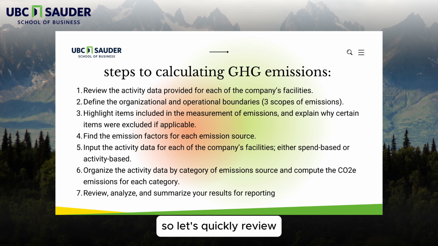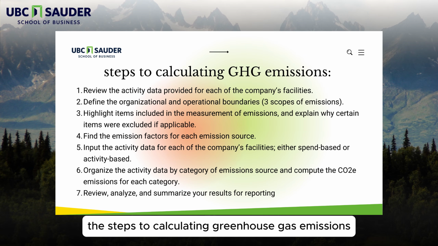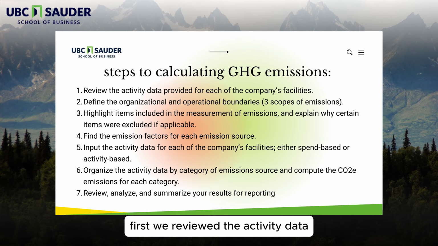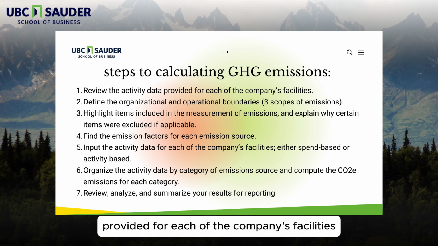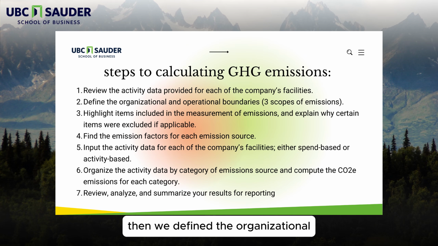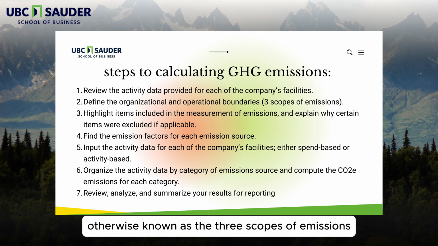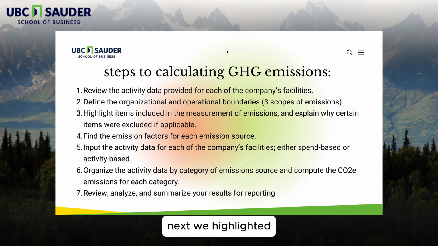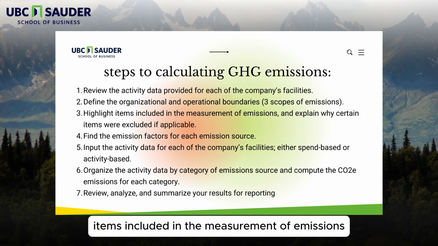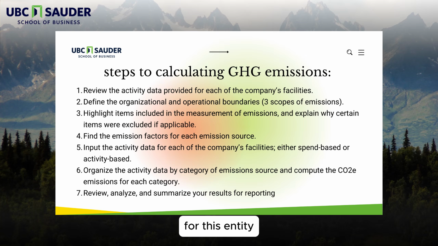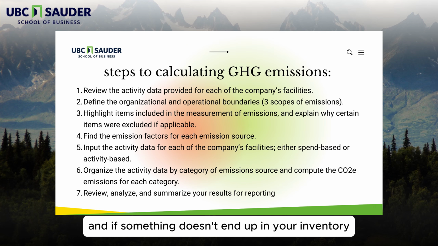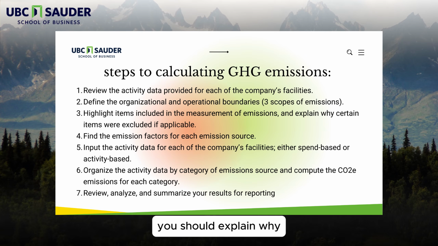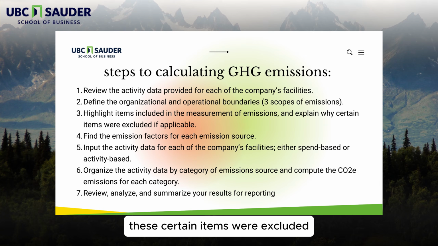So let's quickly review the steps to calculating greenhouse gas emissions. First, we reviewed the activity data provided for each of the company's facilities. Then, we defined the organizational and operational boundaries, otherwise known as the 3 scopes of emissions. Next, we highlighted items included in the measurement of emissions for this entity, and if something doesn't end up in your inventory, you should explain why these certain items were excluded.